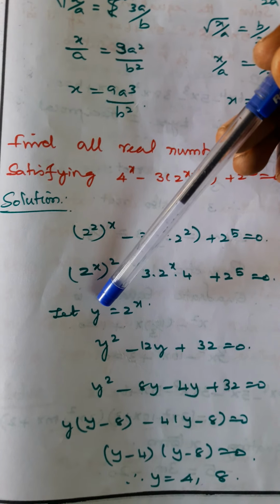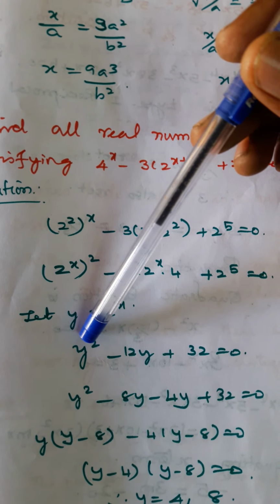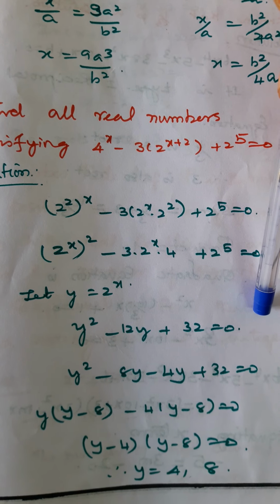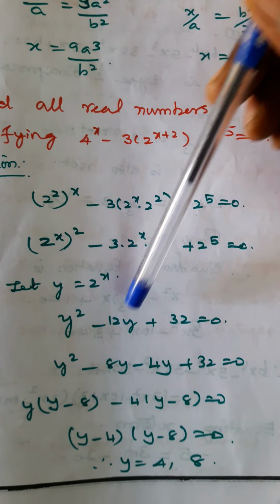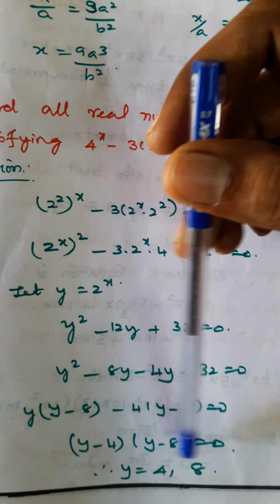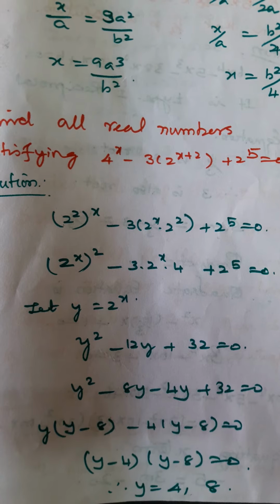So again I am converting: y equal to 2^x. The equation becomes y² minus 12y plus 32 equal to 0. So by factorization, splitting the middle term, you will get y equal to 4, 8. Your y values are 4 and 8.